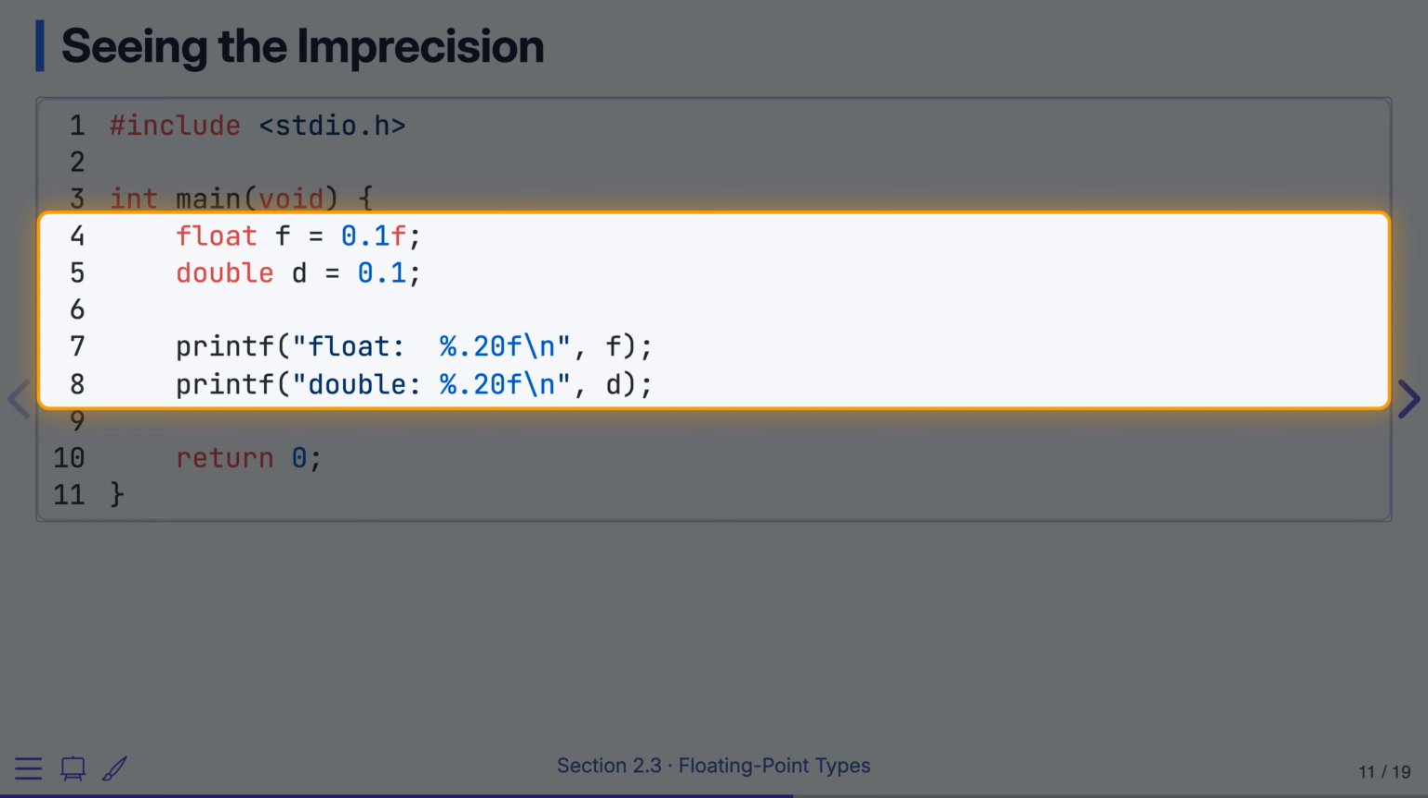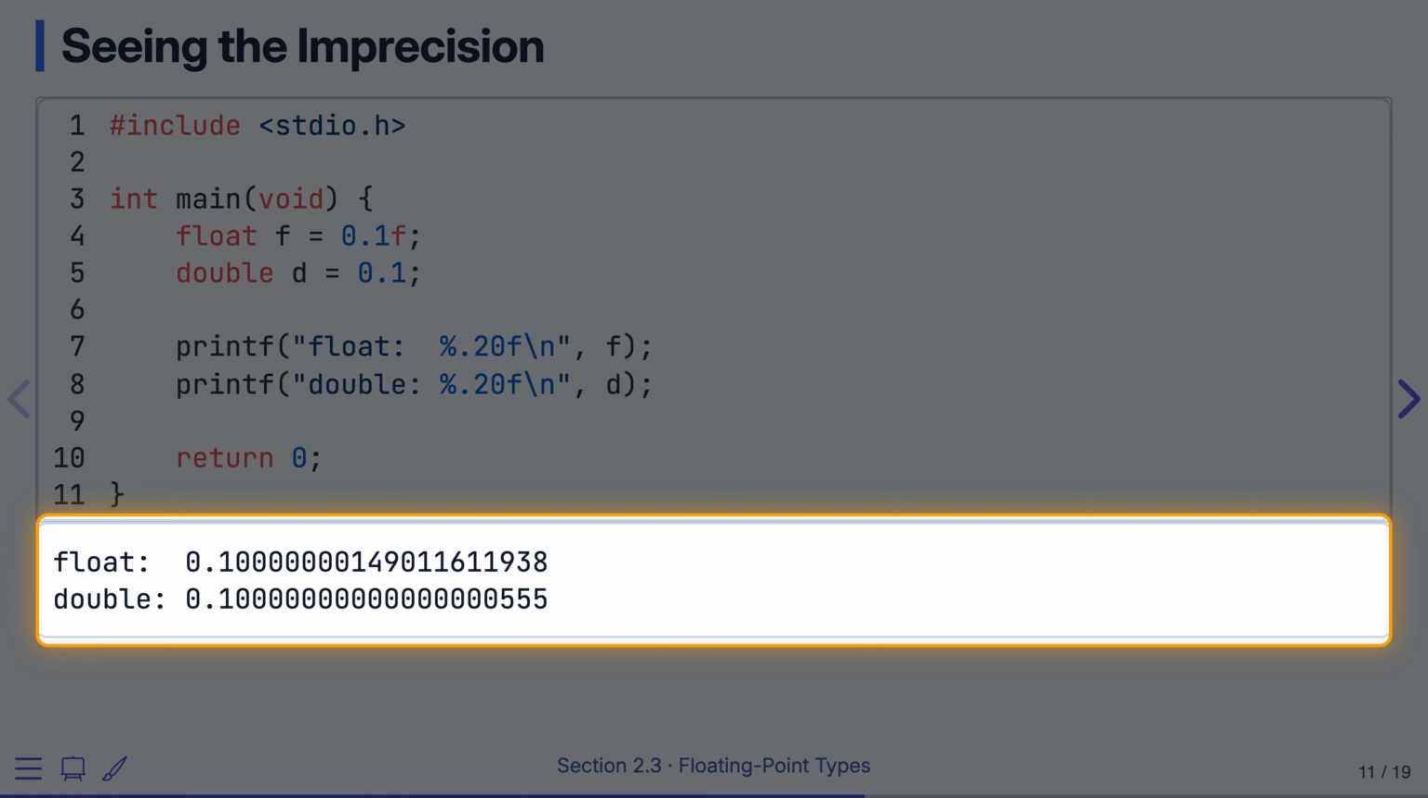Theory is one thing. Let us see the imprecision directly. This program stores 0.1 in both a float and a double. Then it prints each with 20 decimal places. Look at the output. Neither value is exactly 0.1. The float is accurate to about 7 digits, then it drifts. The double is accurate to about 15 digits. Both are approximations. The double is just a much better one.